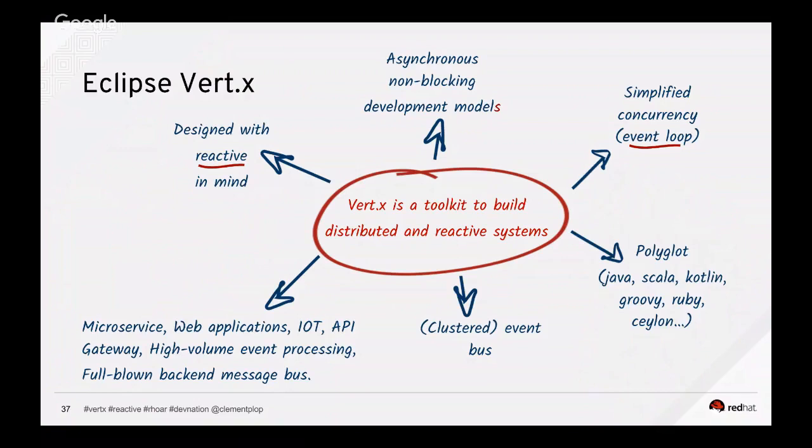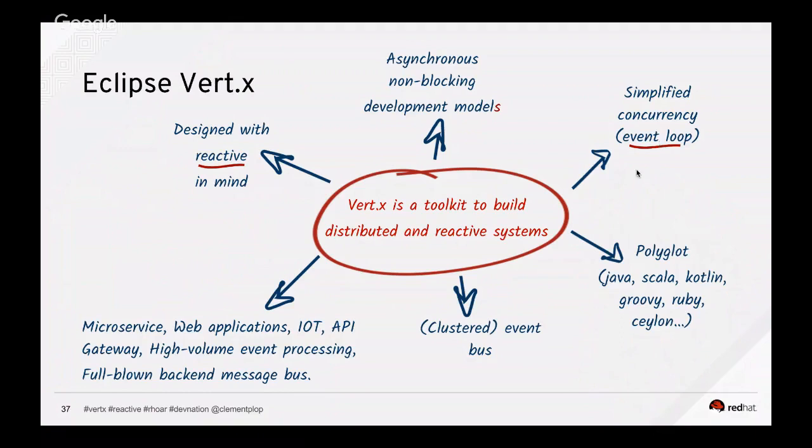It proposes not one, but several asynchronous development models. If you want, you can use callbacks, you can use RxJava 1, you can use RxJava 2, but it's also polyglot, and you can use Scala, Kotlin, Groovy, Ruby, and Ceylon. When we say polyglot, it really means that the whole Vert.x API is generated for all those languages using the constructs from that language for a natural integration.